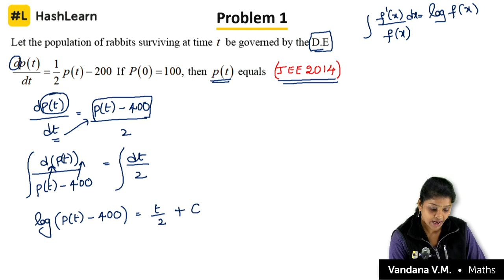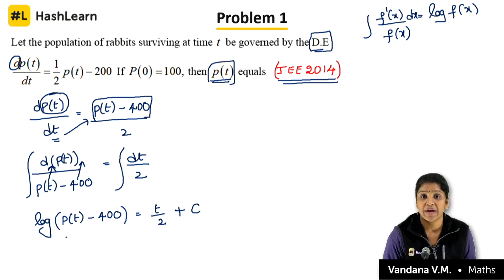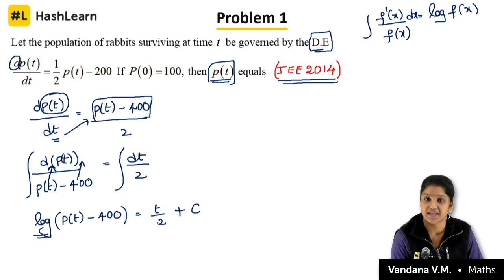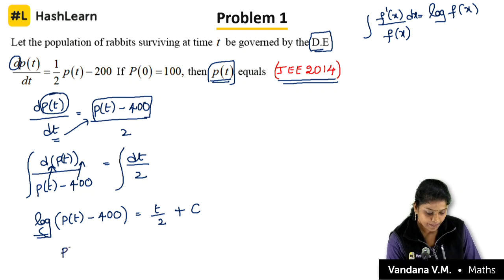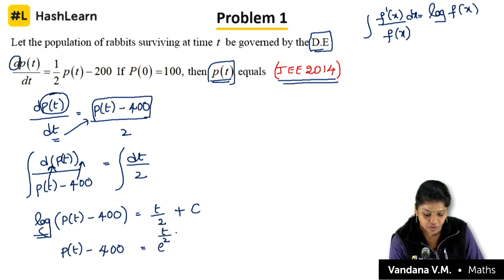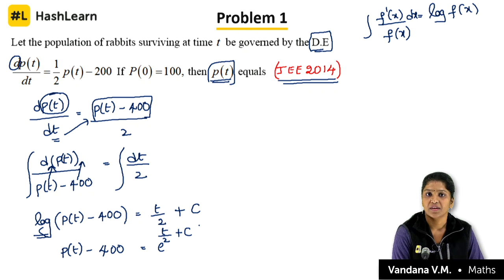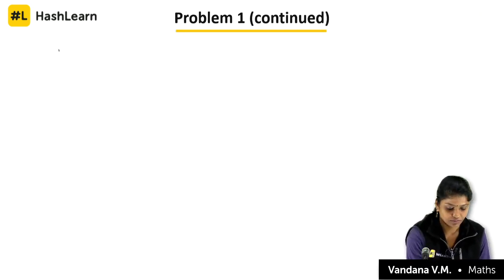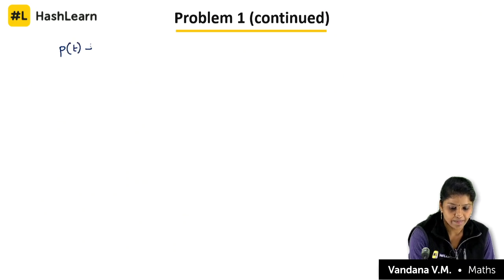Okay, so I actually want p(t). So I would like to make my p(t) free of the logarithm. So please send this log to the other side. It becomes p(t) minus 400 is equal to e power (t by 2 plus c). Clear, children? Yes. Now, p(t) minus 400 is equal to e power (t by 2 plus c).